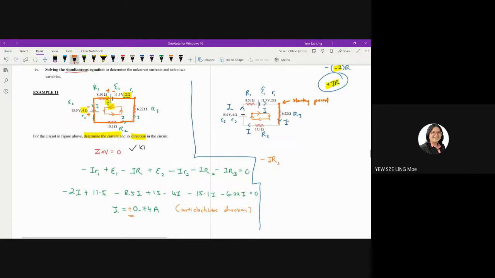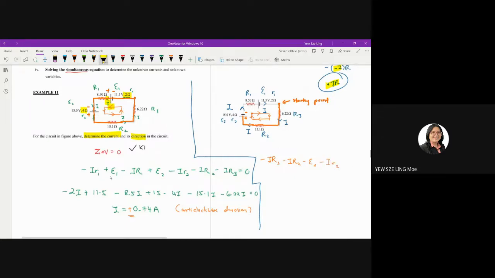And next, it will keep moving and pass through the second resistor. Again, they are pointing towards the same direction, so negative IR2. It keeps moving, and now when it comes to this battery, what happened? It's moving from the positive terminal towards the negative terminal. So now you will have a negative EMF2, and then the internal resistance, minus IR2.